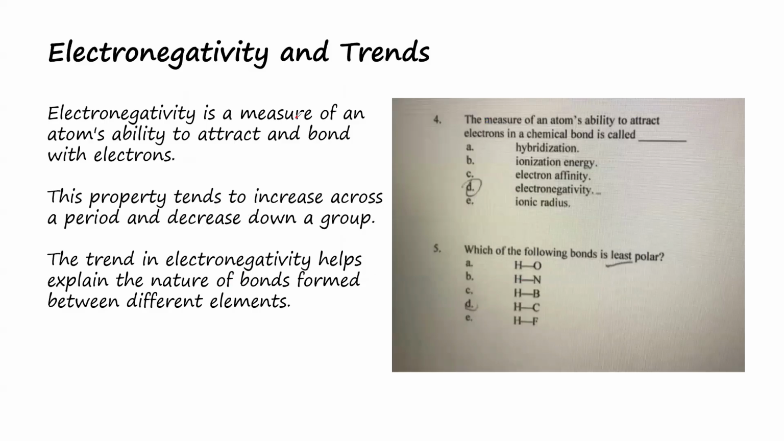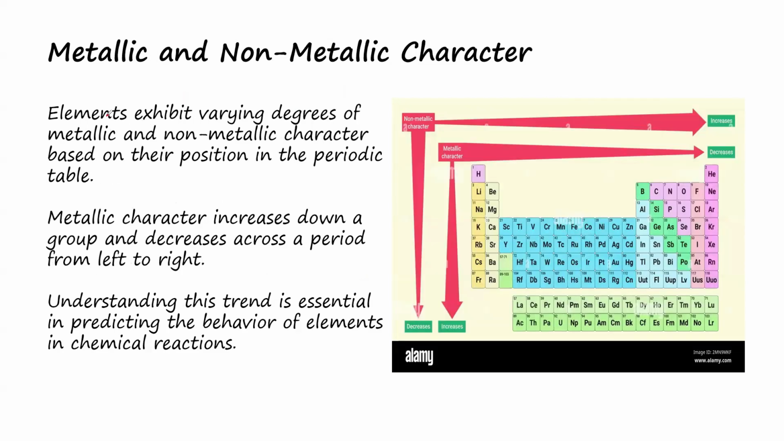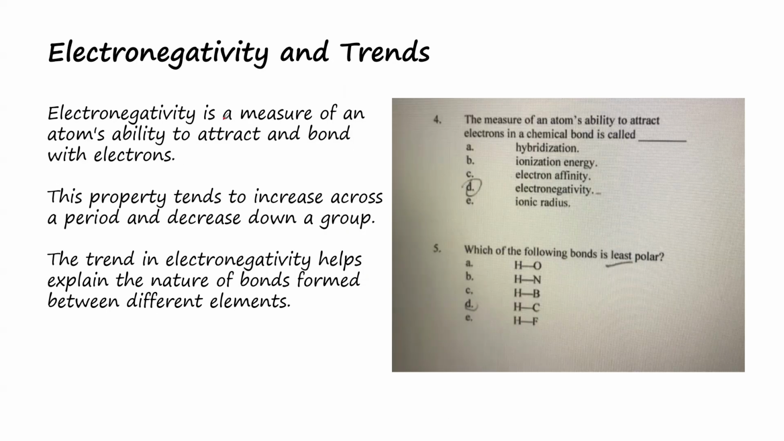So then the next thing is electronegativity and its trends. So what is electronegativity? When we say electronegativity, ladies and gentlemen, electronegativity is a measure of an atom's ability to attract and bond with electrons. This property tends to increase across a period and decrease down a group. So before we talk about the trends, what is electronegativity?